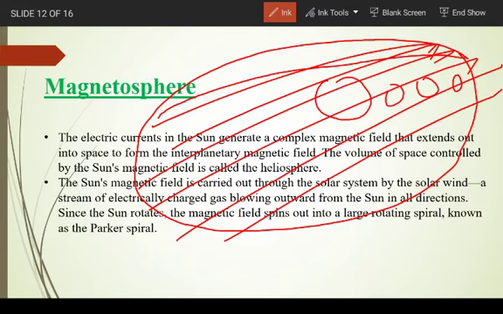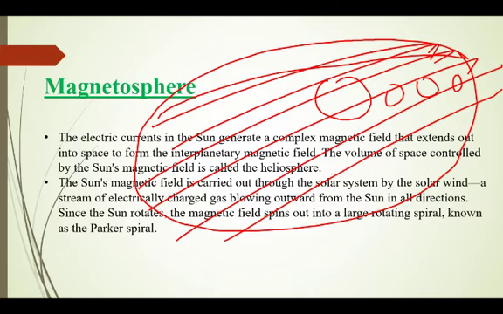Why is the magnetic field generated? The magnetic field is generated because of the electrically charged gas which is blowing out from the sun in all directions. And this electrically charged gas creates the magnetic field which covers most of the region of our solar system.